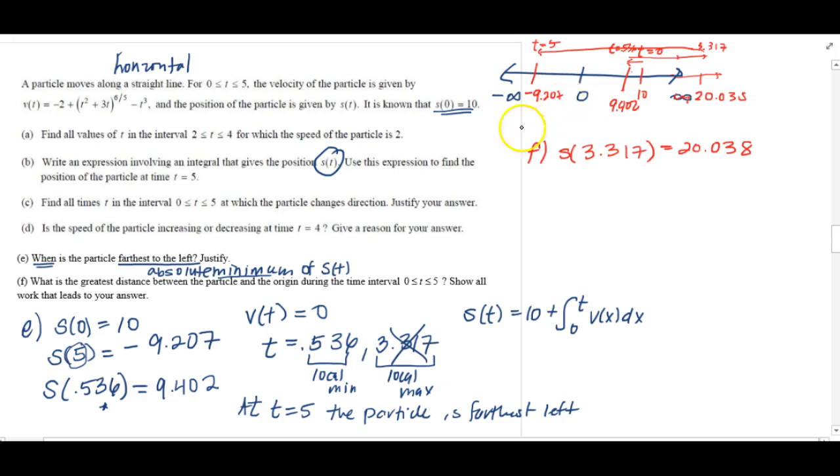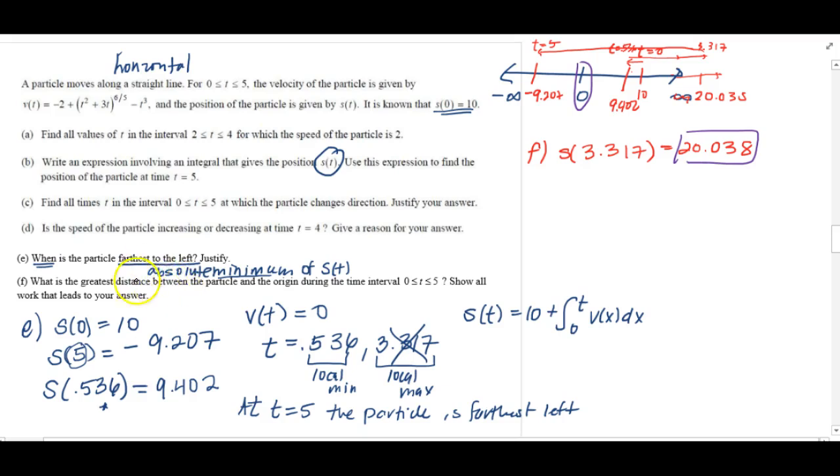So, my question asks, what is the greatest distance between the particle and the origin? Right? So the origin meaning 0. So, what is the greatest distance? What was the farthest I ever was away from the origin? So in this case, it's 20.035 as the answer.